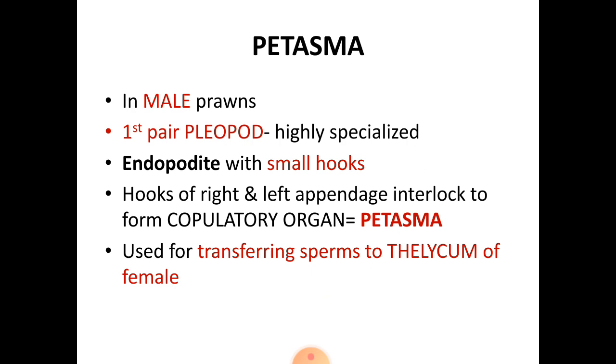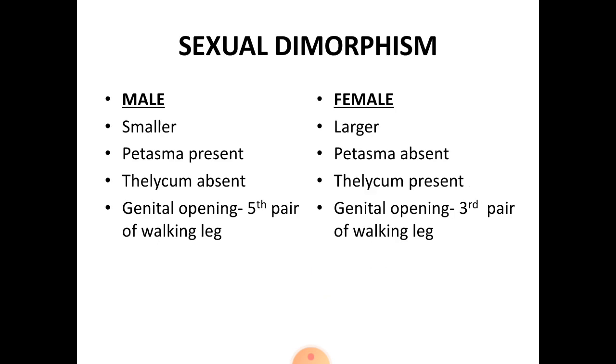The hooks of the right and left appendages will interlock to form a copulatory organ called the petasma, and it is used for transferring sperms to the thelycum of the female. The prawn exhibits sexual dimorphism. Here the male is smaller with petasma, and the thelycum is absent, and the genital opening is in the fifth pair of walking legs. Whereas the females are larger; here the petasma is absent, the thelycum is present, and the genital opening is in the third pair of walking legs.